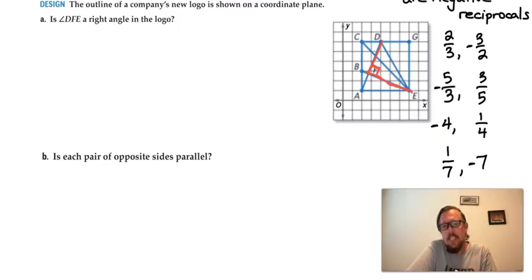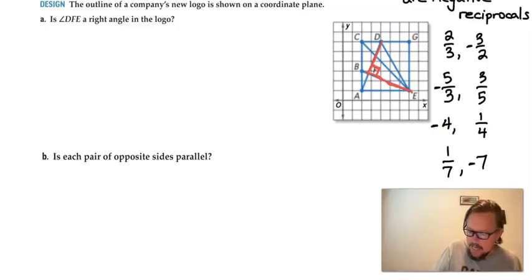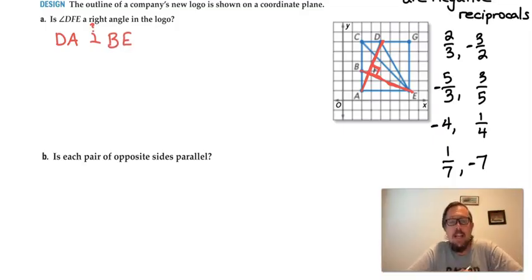And so what it's asking is, are the slopes of those two lines perpendicular? Because perpendicular lines make a right angle. So what we're really asking is, this line DA that goes like this, is that perpendicular to this line BE? And the way that we write perpendicular is with this upside down T: DA ⊥ BE. And I'm going to put a little question mark above my symbol because we don't know if they're perpendicular. We're asking, are they perpendicular?